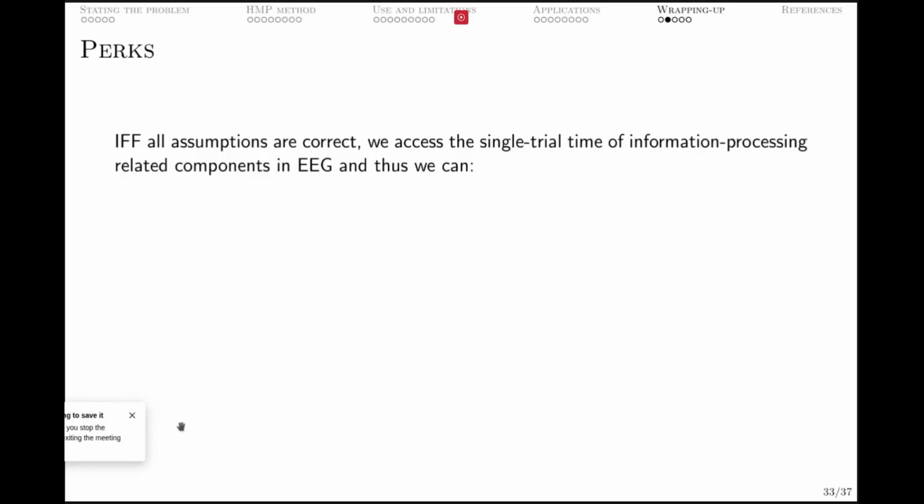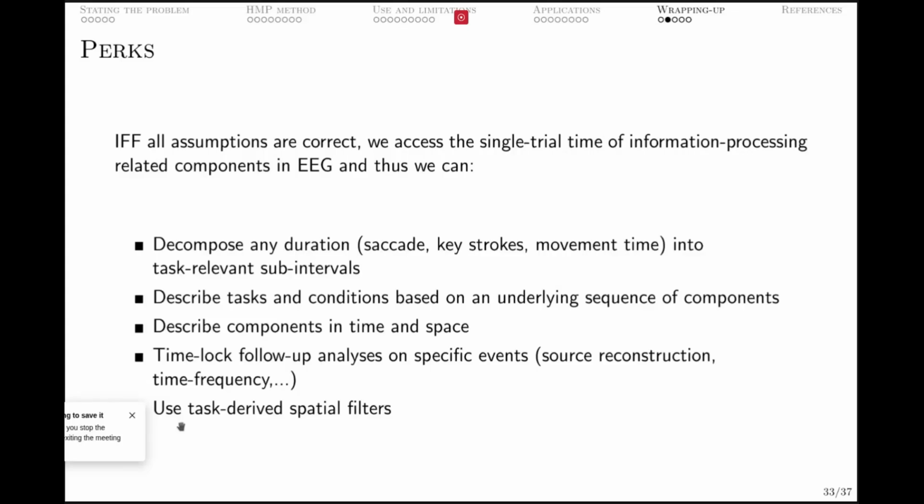Okay, time to wrap up before moving to the hands-on part. So the perks of HMP: if and only if all assumptions are correct, we can access single-trial timing of information processing components in the EEG. And this gives you plenty of opportunities, in the sense that you can decompose any duration, saccades, keystrokes, movement time, reaction time, into relevant subintervals, relevant in the sense of task-relevant subintervals. Then we can describe task and condition based on the underlying sequence of components and describe these components in time and space, as we did in the applications.